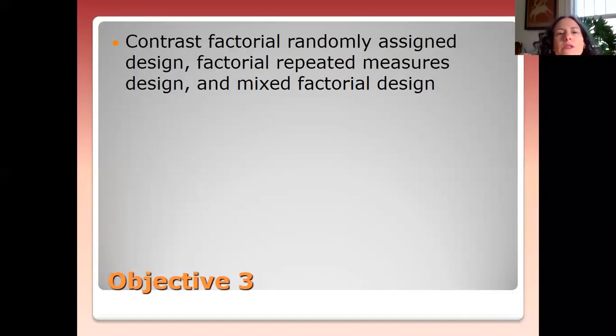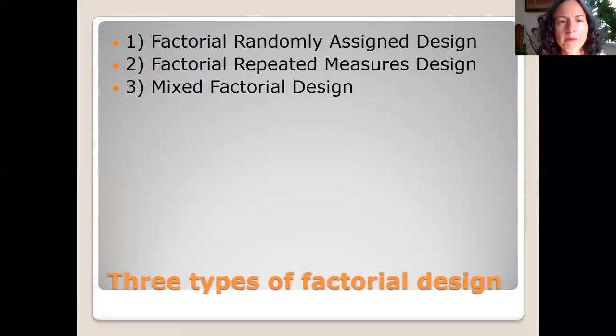Contrast factorial randomly assigned designs, factorial repeated measures designs, and mixed factorial designs. So let's take a look at that. What is the difference between them? Well, you've heard the words randomly assigned before. And so the factorial randomly assigned design, of course, is going to be people who are randomly assigned to groups. And there we have everybody being in a different group, each person only experiencing one condition. So if there's 6 conditions, one person only ever gets in one.